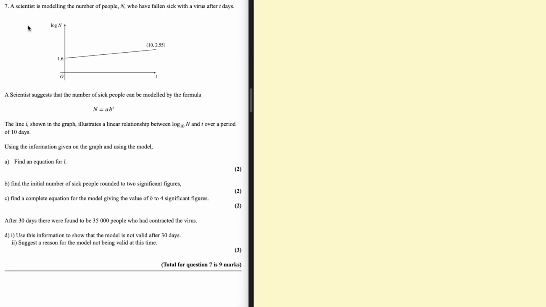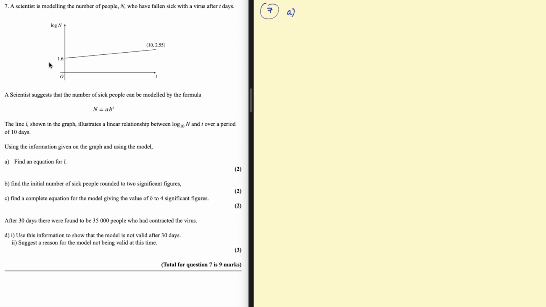Question 7 says, a scientist is modeling the number of people n who have fallen sick with the virus after t days. Scientists suggest that the number of sick people can be modeled by the formula n equals a b to the power of t. The line L shown in the graph illustrates a linear relationship between log of n and t over a period of 10 days. Using the information given on the graph and using the model, find an equation for L for part A.